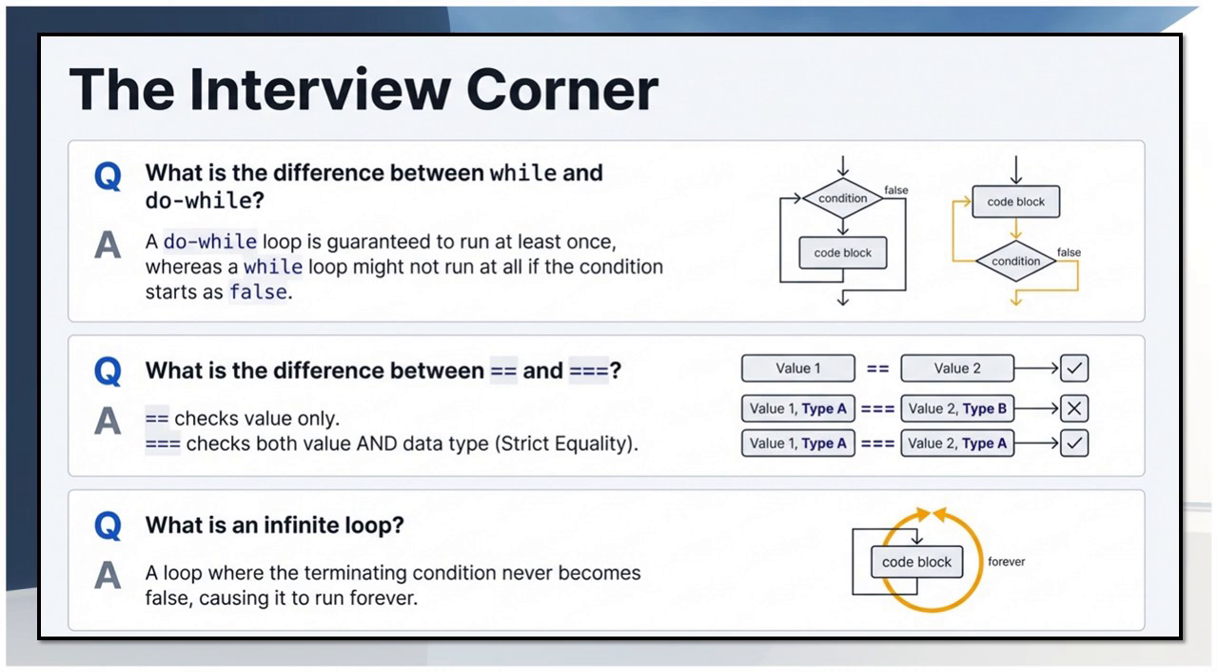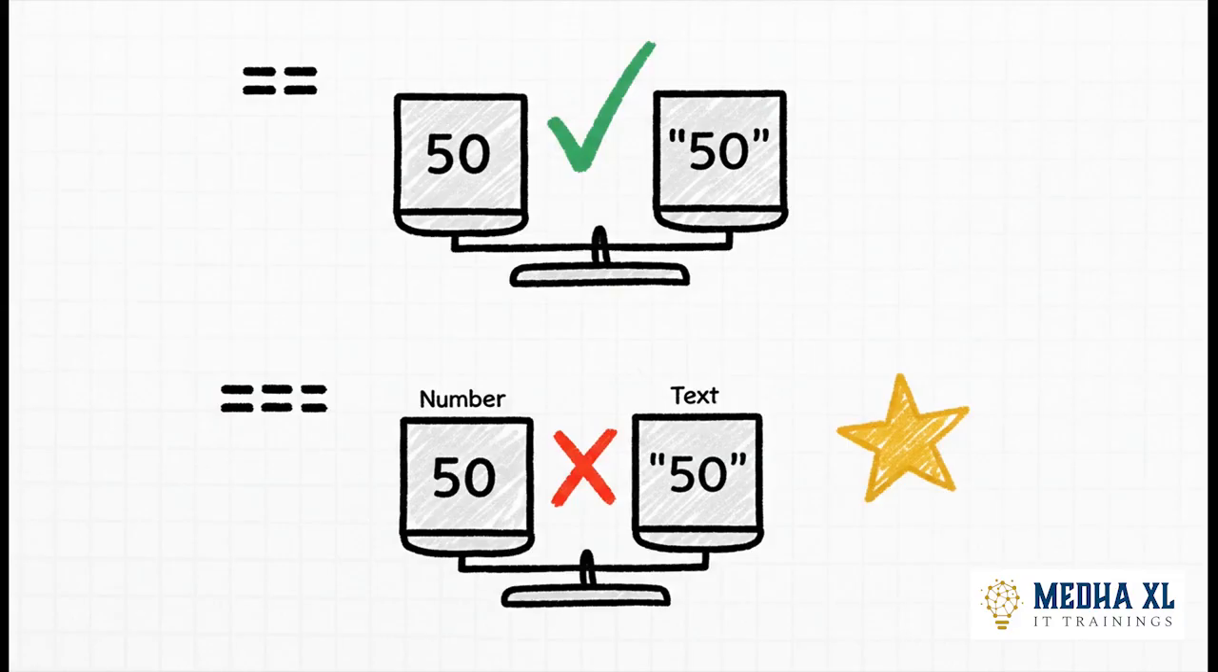And speaking of why this matters, let's do a quick pop quiz with a question you are almost guaranteed to get in a tech interview. So what is the difference between a double equals and a triple equals? And here's your answer, plain and simple. Double equals only cares about the value. Triple equals is much stricter. It checks that both the value and the data type are identical.